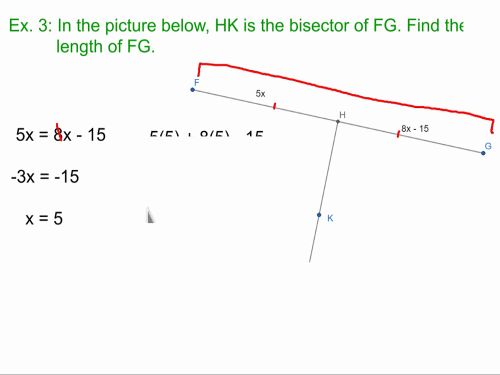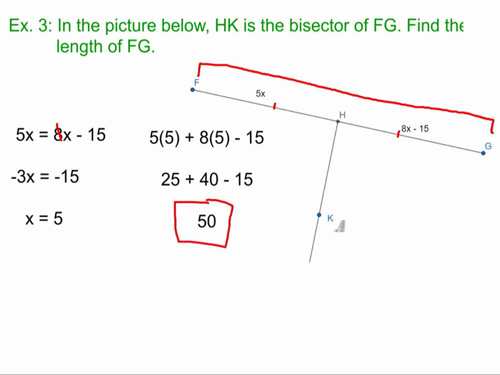All right, so now I need to use that to find the length of FG. I know that FG is just FH plus HG. So I'm going to do that, and I'm going to plug in 5. So I've got 5 times 5 plus 8 times 5 minus 15. And if I work that out, 5 times 5 is 25, 8 times 5 is 40, then my minus 15. Combine all my like terms, and I get my answer, which is 50. All right, which means that FH has to be 25, and HG must also be 25.